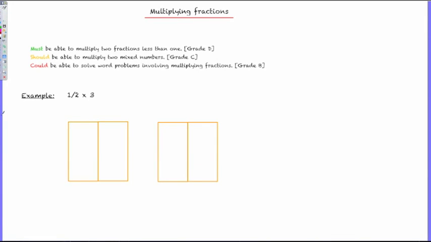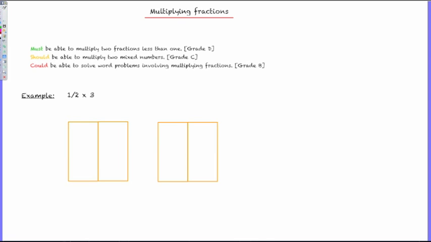This session is on multiplying fractions. By the end of the lesson, we must be able to multiply two fractions that are less than 1. We should be able to multiply two mixed numbers, and some of us will be able to solve word problems involving multiplying fractions. So the first example, I've got a half and I need to multiply it by 3.